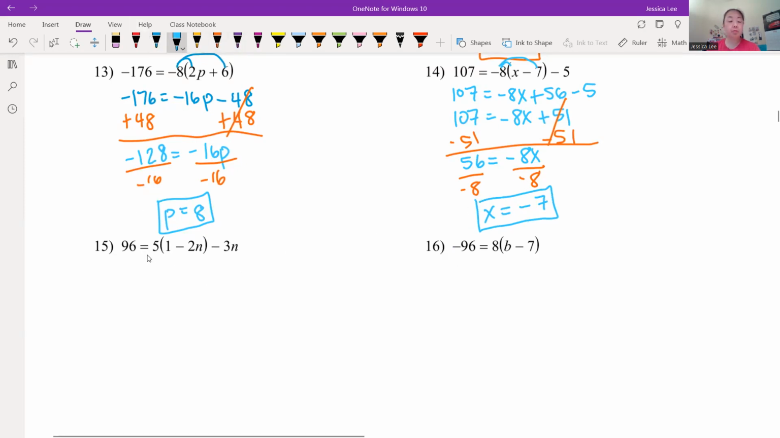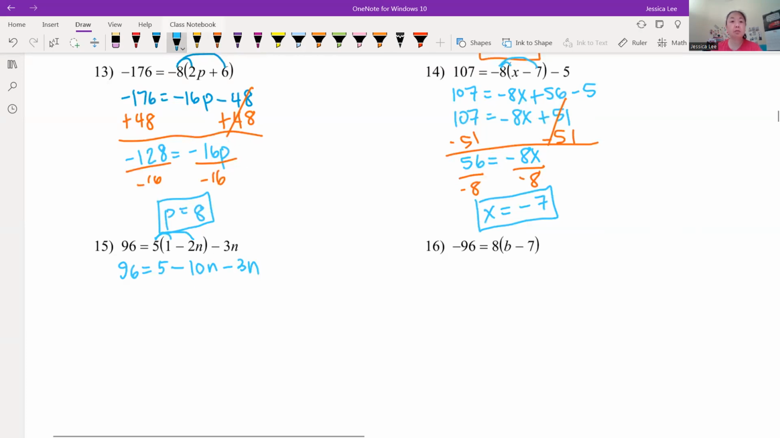Again, right here, we're going to just distribute because we've got these parentheses. We've got to get rid of that first. And then we can start doing what we're doing. So 96 is equal to 5. 5 times 1 is 5. 5 times negative 2n is negative 10n. Then we got negative 3n.